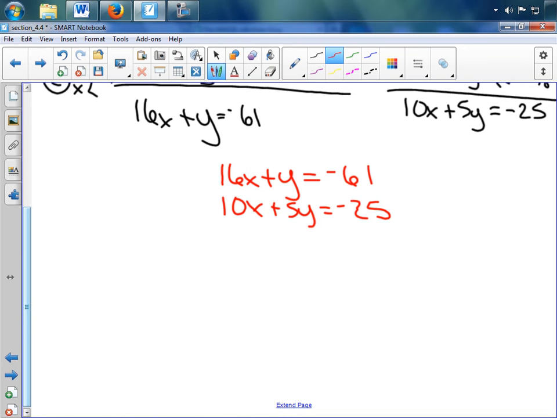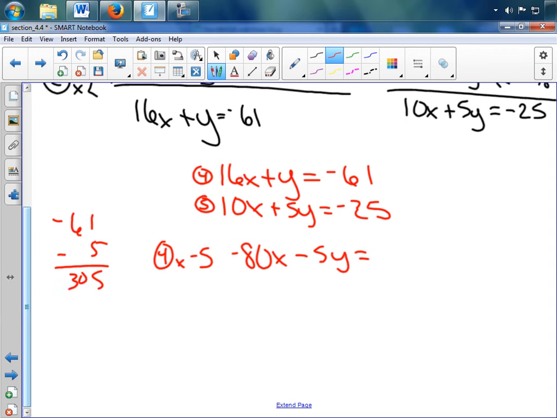I'm going to get rid of the y's. Okay? And how am I going to do that? I'm going to call this one 4 and this one 5. I'm going to take number 4. I'm going to multiply by a negative 5. So that becomes negative 80x minus 5y. All right, negative 61 times a negative 5 is 305. And I'm not going to do anything to 5, so I'll write it as 10x plus 5y equals negative 25.